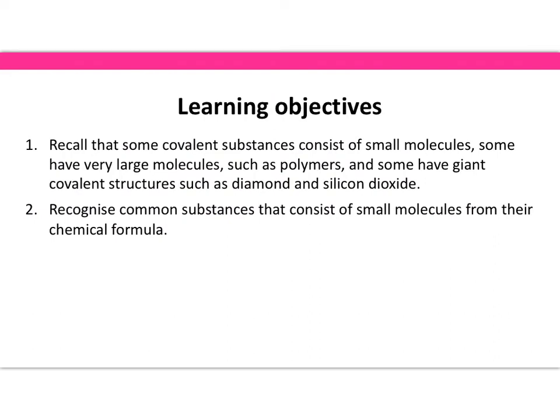Now, before we do that, we just have to consider some of the other objectives because it's going to inform what we do. So there's a recall here. Recall just means remember, be able to write it out. So that some covalent substances consist of small molecules, some have very large molecules, and others have giant covalent structures. What we're going to focus on first are molecular structures.